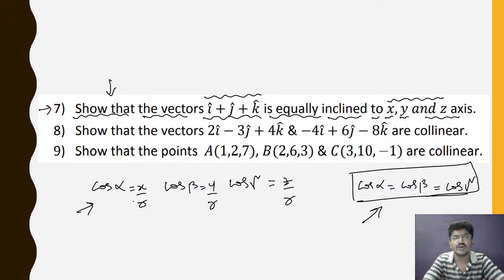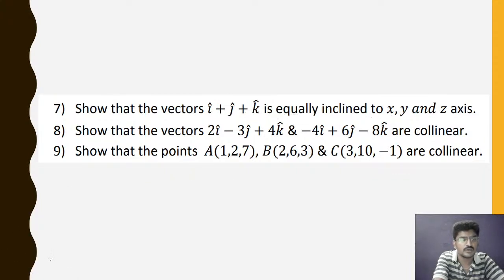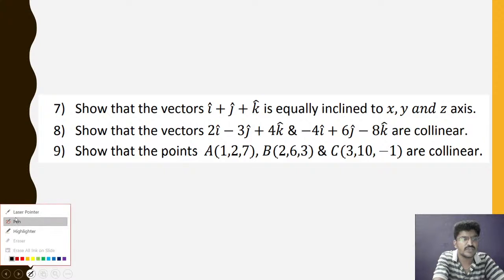And they have given the vector. So from that vector, you have to find cos alpha, which is x by r, cos beta is y by r, and cos gamma is z by r. So using this basics, now we shall solve it. See how I am going to simplify it. That is your seventh problem.